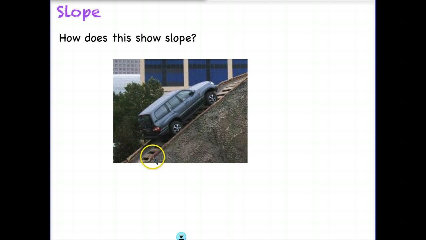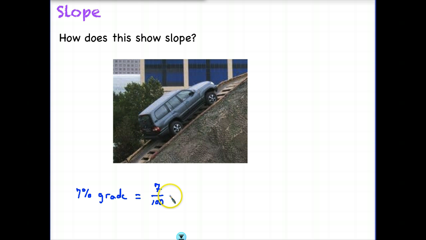Here's a picture of a vehicle going up a very steep incline, and what I want to know is, how does this show slope? If you want to think of something that you might see every day, you might see when you're driving up I-70 that it says something like, I don't know, how about a 7% grade? And it'll say something like, warning, truckers beware, 7% grade ahead. Have you ever wondered what that meant? That means, think about what percent is. We can write this as 7 over 100. That is the same thing as 7%.